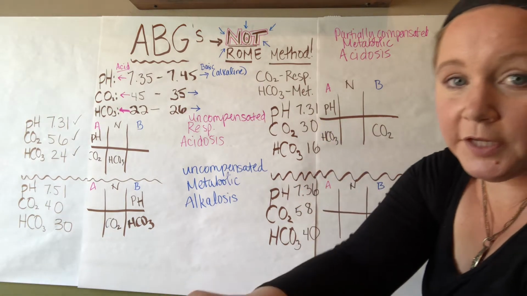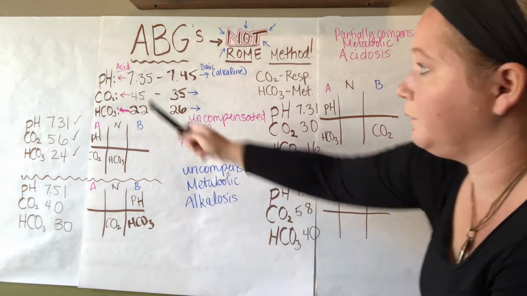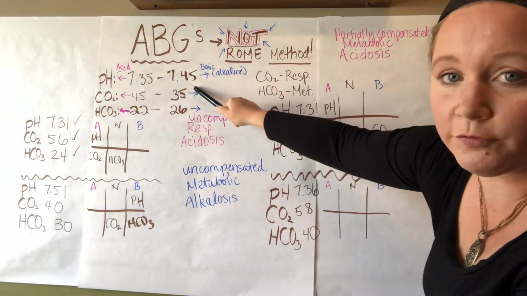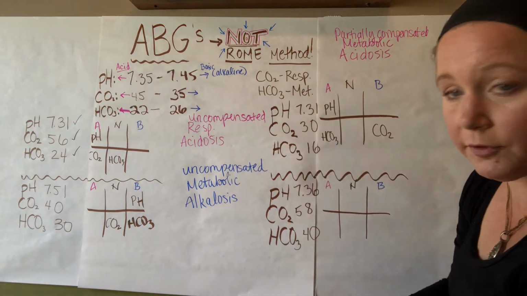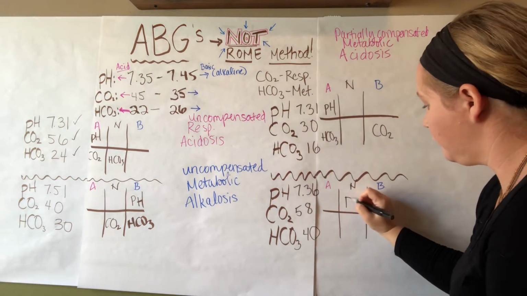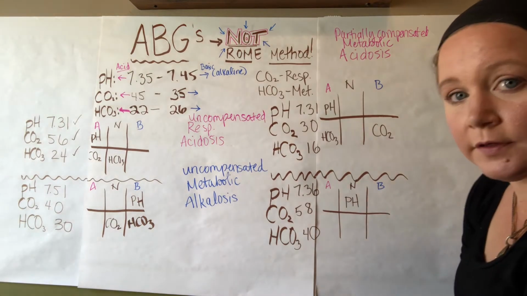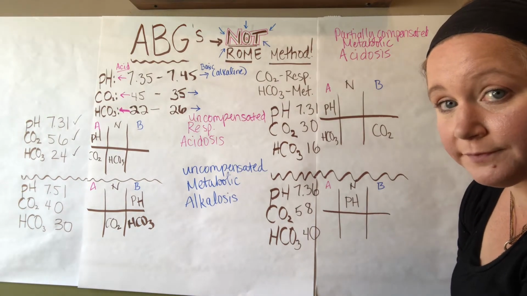So we already said the pH is normal, right? 7.36. So my normal range is 7.35 to 7.45. This would be really close to that acid side, but it's normal, 7.36. So pH goes here in the normal box because it's normal.